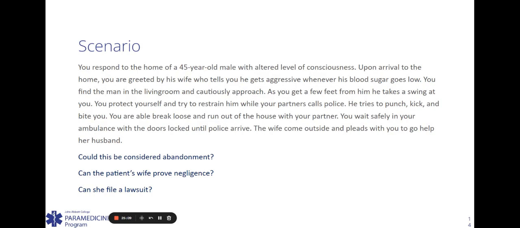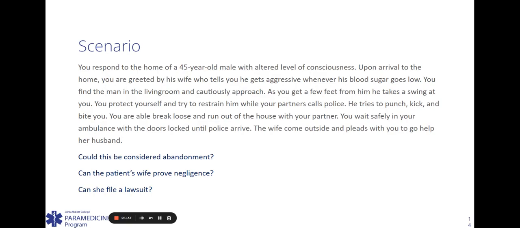So let's look at the first question. Let's divide these into three questions. So the first one, technically you left the patient after you initiated contact. So it could be potentially considered abandonment. However, you were unable to render care due to his combative nature. You remained safe in the ambulance until police arrived so that you could be ready to provide care as soon as you could. So it could be argued that you should have responded with the appropriate resources and number of personnel, but the call details did not merit that.